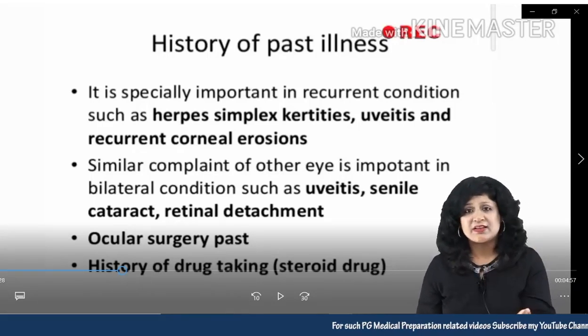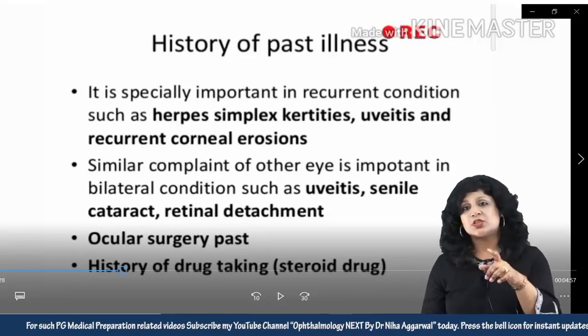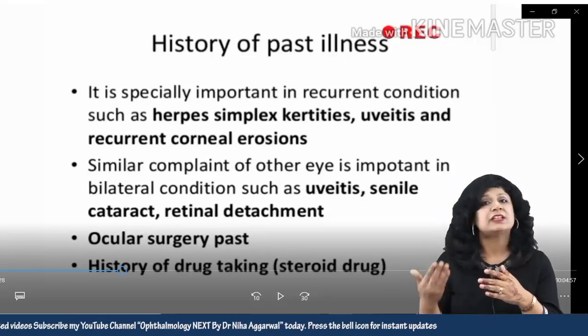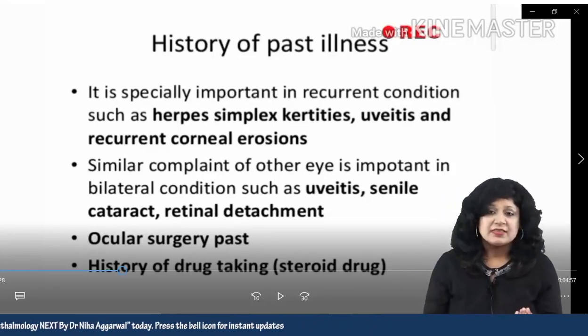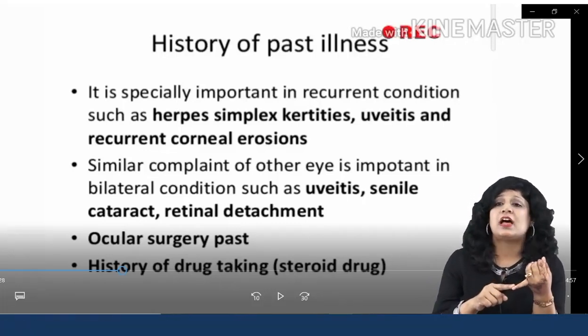Both eyes are having cataract, so I will take the help of the patient. I'll ask the patient which eye is causing more problem. Obviously that will be the eye that I'll be operating. Then I'll have to see what all are the conditions that are usually bilateral.